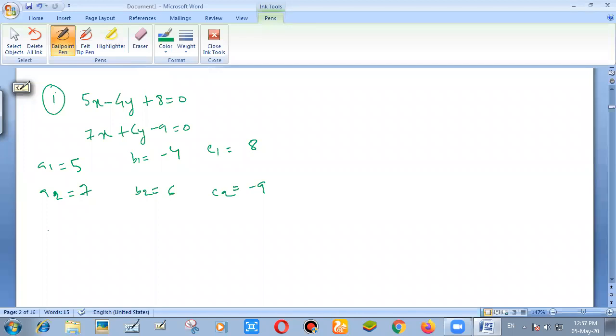That means find the ratios. A1 by a2 will be 5 by 7, then b1 by b2 is minus 4 by 6. Simplified, it will be minus 2 by 3. Good. Then c1 by c2 will be 8 by minus 9.